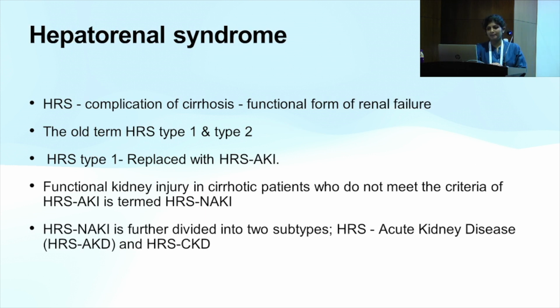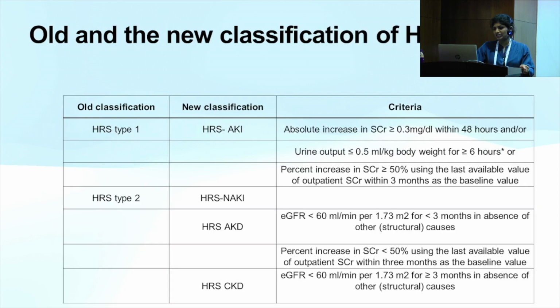Then coming to the hepatorenal syndrome. Hepatorenal syndrome is another complication of cirrhosis. Basically it is a functional form of renal failure. What happens is, because of the reduction in the blood flow to the kidneys, there will be this hepatorenal syndrome. Previously it was known as hepatorenal syndrome 1 or 2, but now we have another nomenclature, that is HRS-AKI and HRS non-AKI.